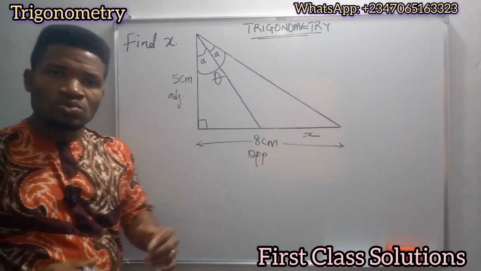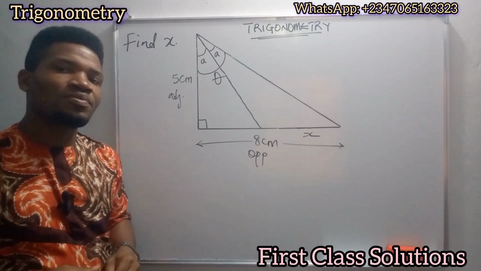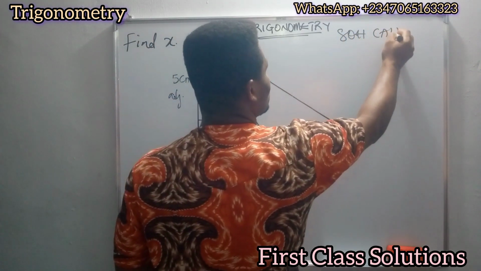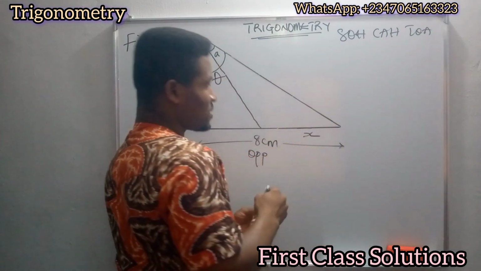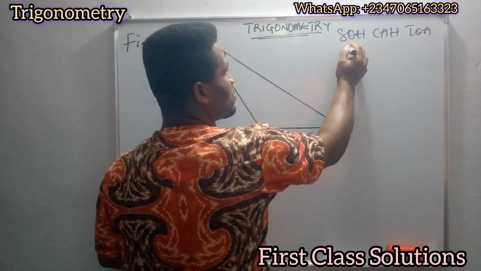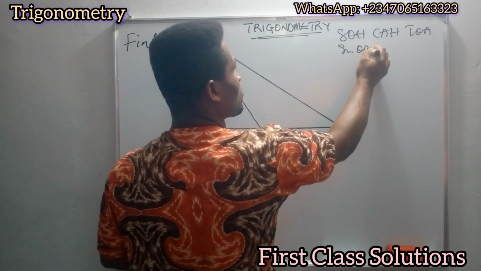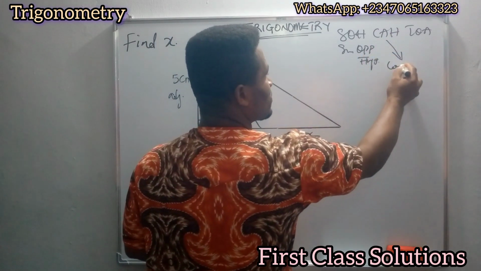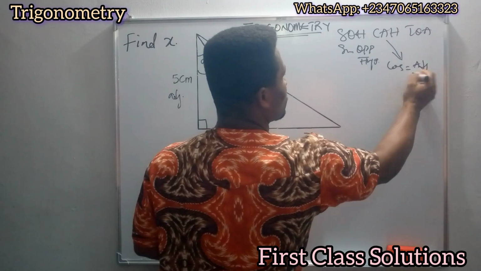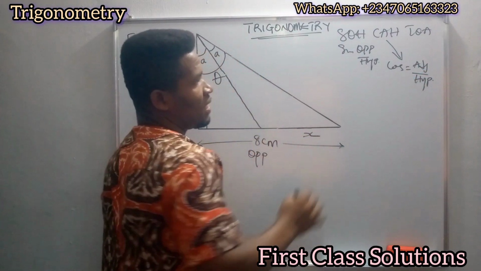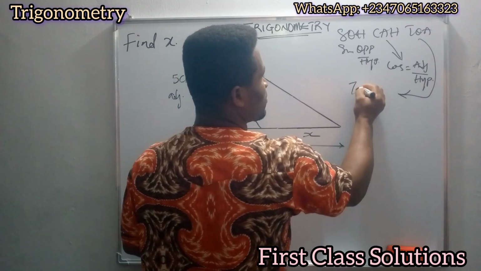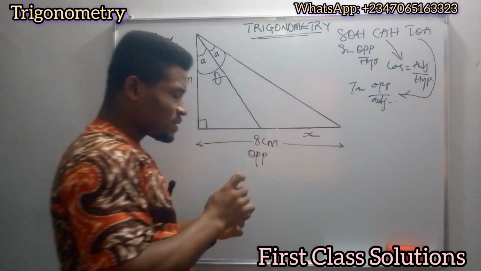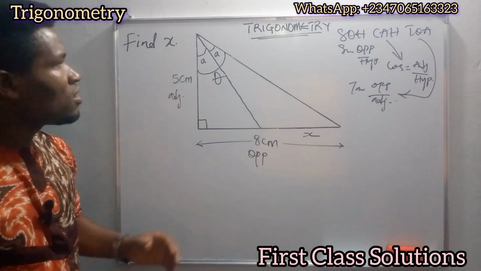Now to go forward, we also need to understand our SOHCAHTOA principle. Remember your SOHCAHTOA, where SOH is sine, which is equal to opposite over hypotenuse. CAH is cosine, which is equal to adjacent over hypotenuse. And tangent, tan, is given as opposite over adjacent.